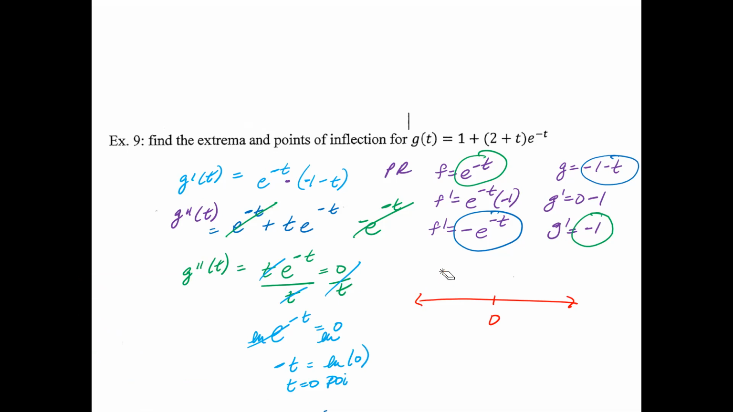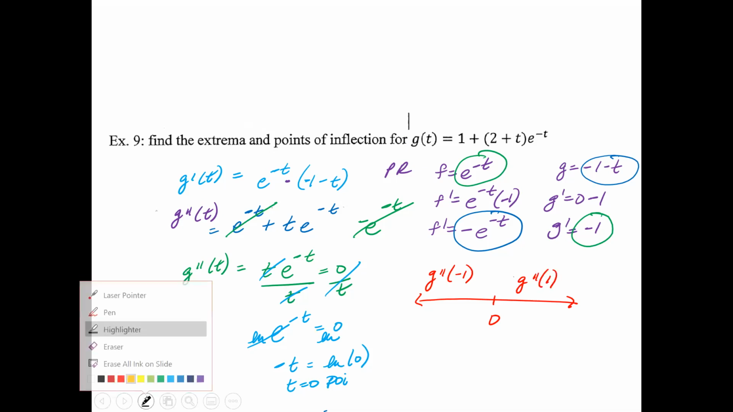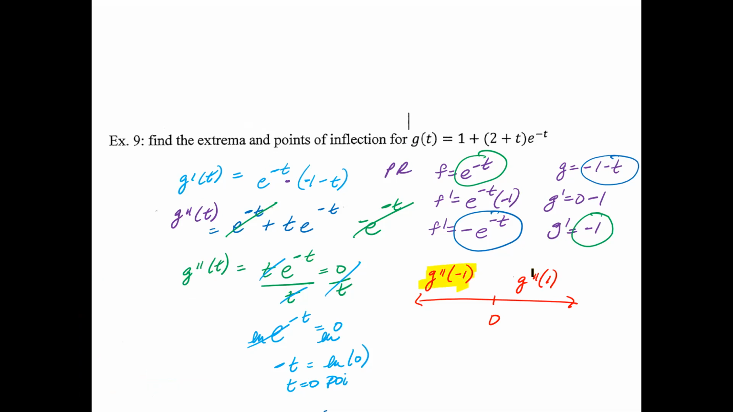You want to go ahead and find g double prime of negative 1, g double prime of positive 1, and you're going to plug these two numbers into the g double prime of x, which is this piece right here. So pause the video and do that and see where you get. You should have a negative for the first one and a positive for this one.